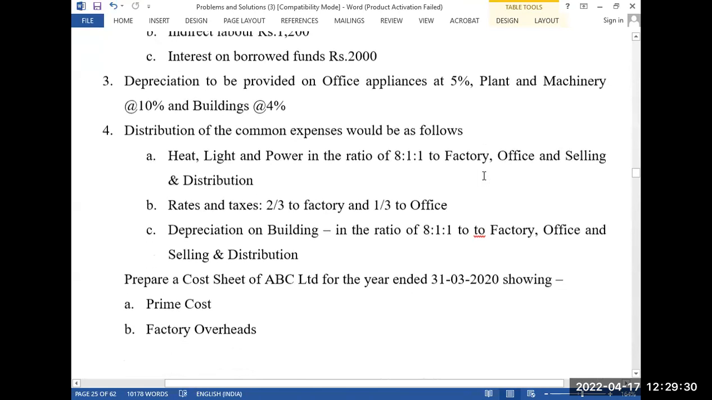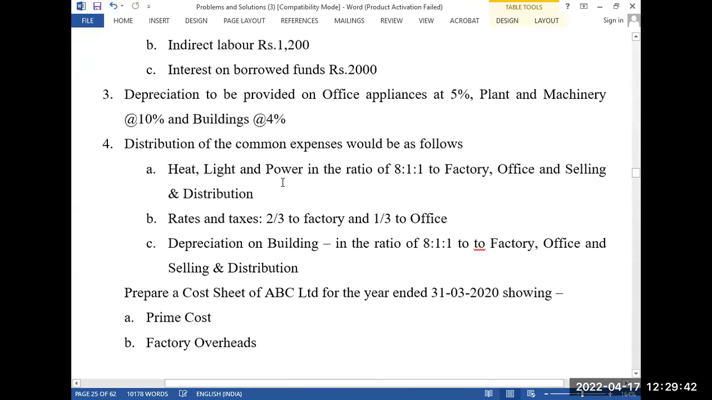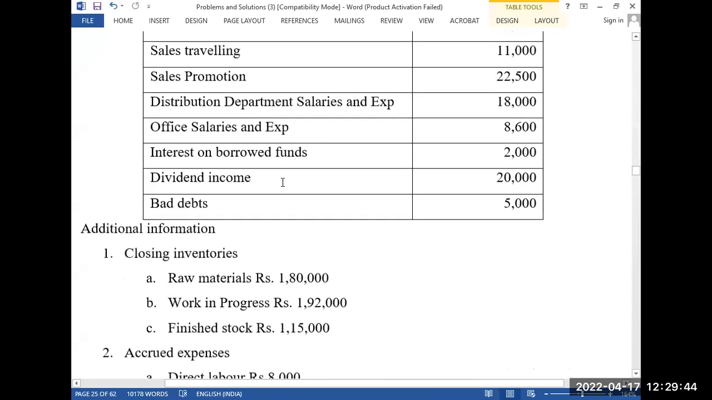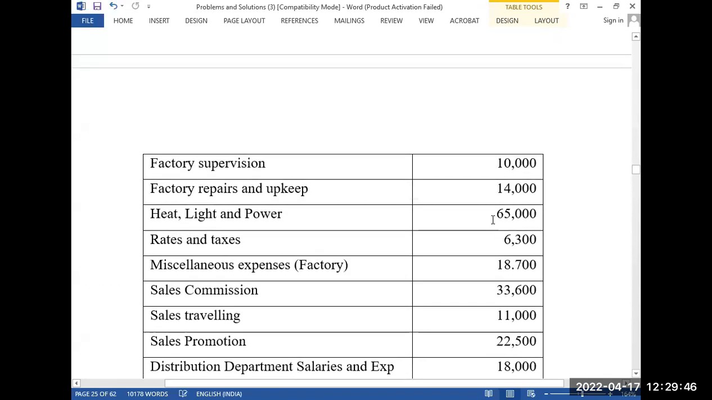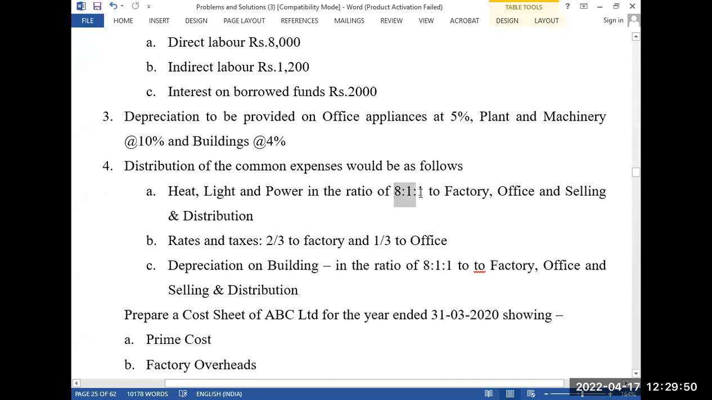Okay, this is one question. Look at this. Distribute the common expenses based on this logic. Heating, lighting, and power in the ratio of 8:1:1 to factory, office, and selling and distribution. What's the total expense of heating and lighting? 65,000. 65,000 divided by 10. That needs to be divided based on this ratio.